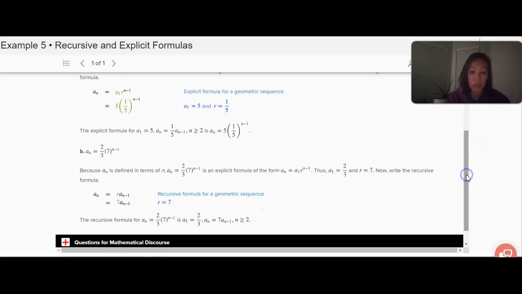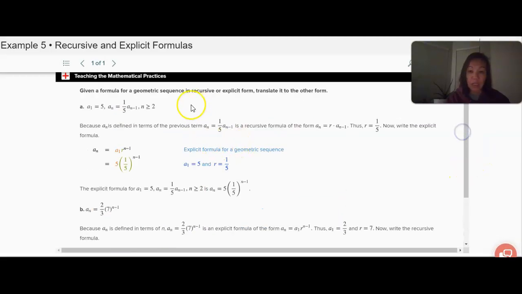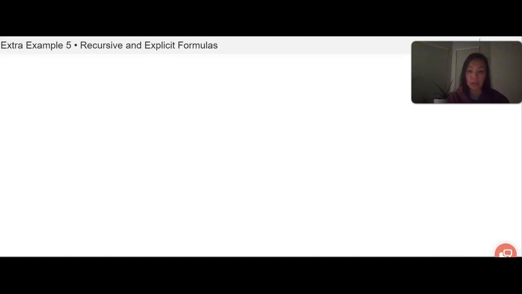So those are the two formulas that you'll need to be familiar with. The explicit, which is right here, and the recursive, which is right here. And again, to write either of those, you either need a1 and r, or just r. So once you can find those from the previous formula, you can write the other one and vice versa.